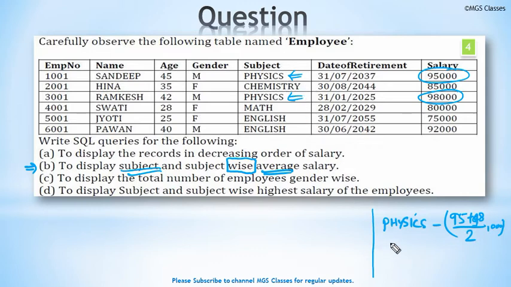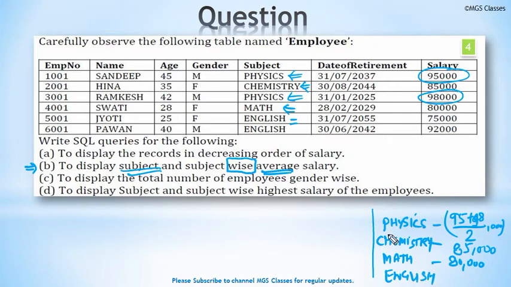Now you need to do the same for chemistry. There is only one entry, so 85,000 will be the average salary. For maths there is only one entry, so you will get 80,000 as the average salary. The English subject has two employees, so for English you calculate the average of 75,000 plus 92,000, that is 92 plus 75 divided by 2, times 1000. This is how you need to calculate.